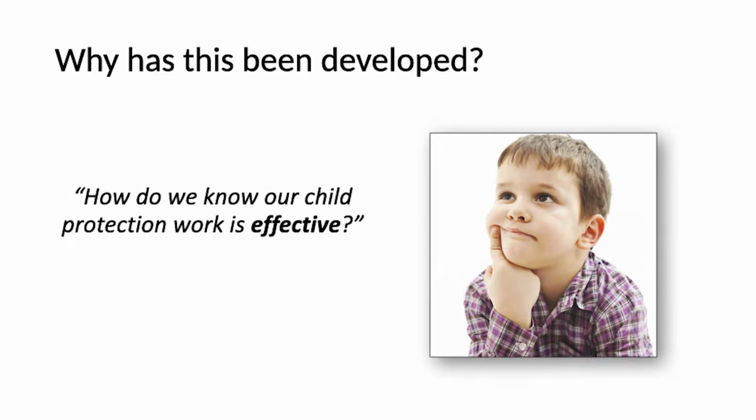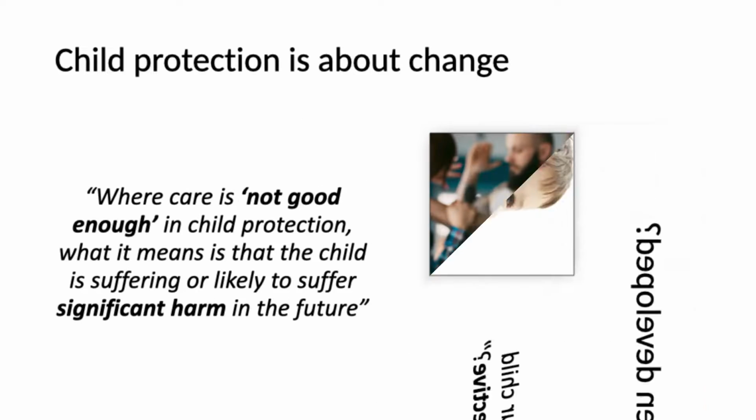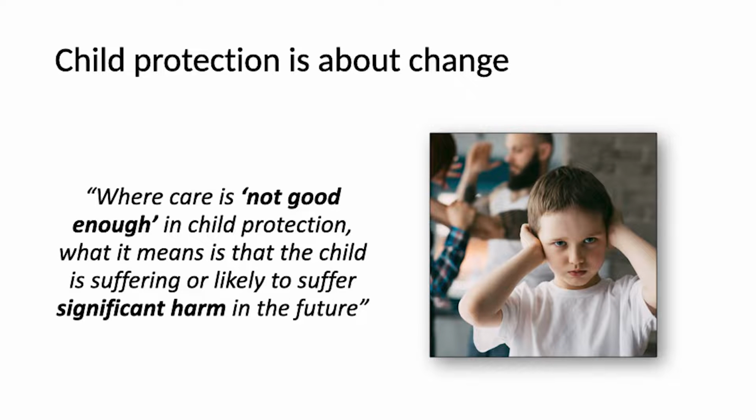How do we know that child protection is effective? Child protection is about change. We start with circumstances where the care provided to a child is not good enough. What do we mean with not good enough? It is a level of care that is established through assessment. For statutory intervention to be triggered, the level of concern is that a child is at risk of significant harm.